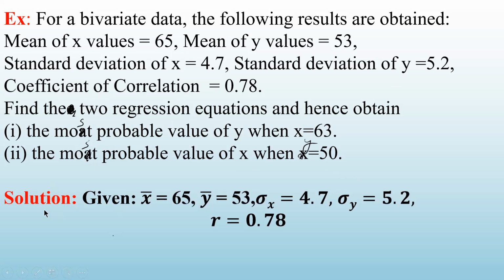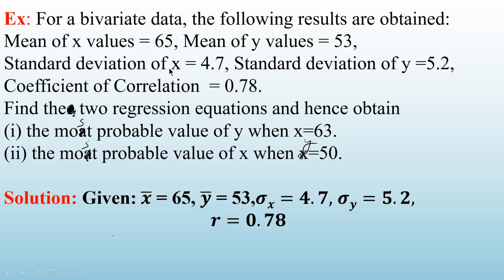So look at here. First of all, we will write down what are the things given to us. What is given to you? Mean of x values is 65. What is our symbol for mean? Mean is x bar. So I will write here, given, x bar. This is the symbol for mean. X bar is equal to 65. What is the other thing given to me? Mean of y values is 53. So y bar is equal to 53.